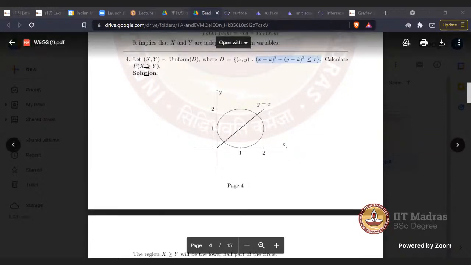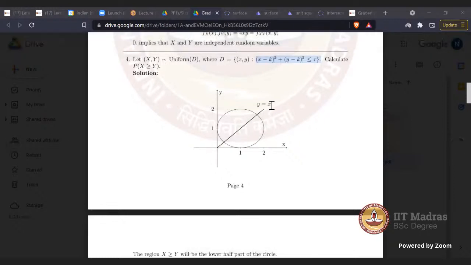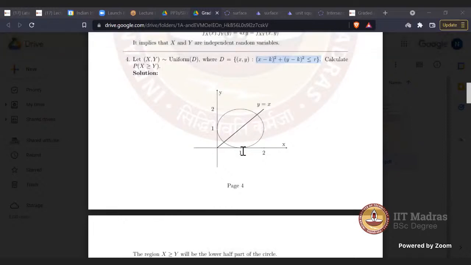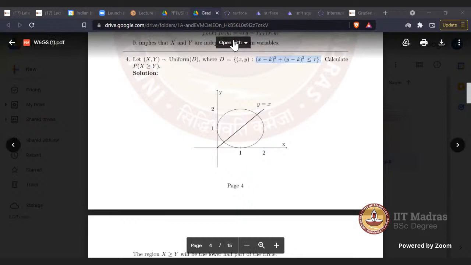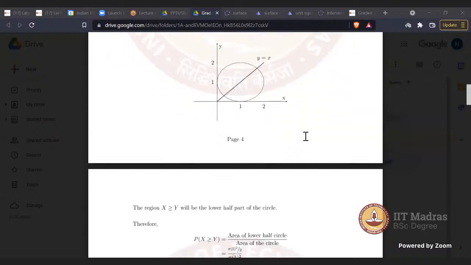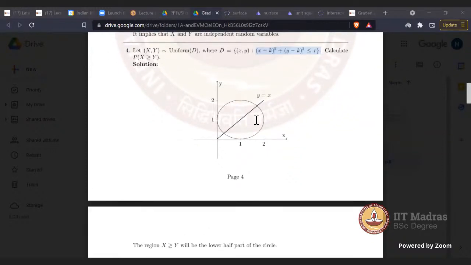Now you have to calculate the probability of x greater than or equal to y. So we will plot x equals y. This line here is x equals y. Now which region denotes the event x greater than or equal to y? This region on the right side is x greater than or equal to y. So how will you find the probability of this region?